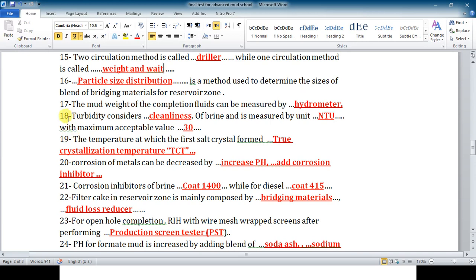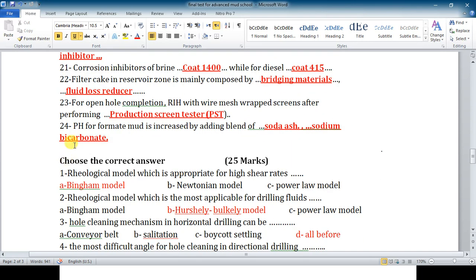Okay. Number 18, the turbidity considers the cleanliness of brine and is measured by using the unit of NTU, and its maximum acceptable value is 30. Number 19, the temperature at which the first salt crystal formed is called the true crystallization temperature, or what is known as TCT. Okay.